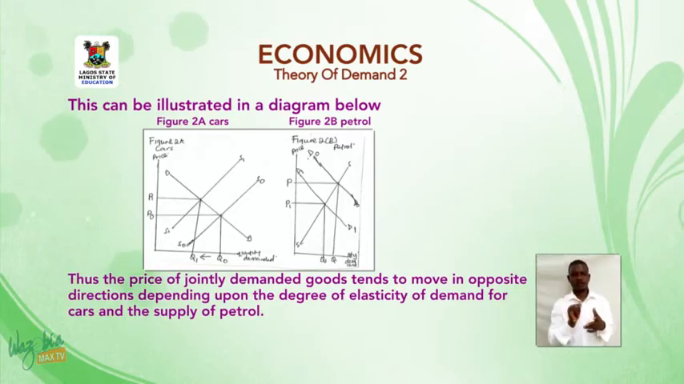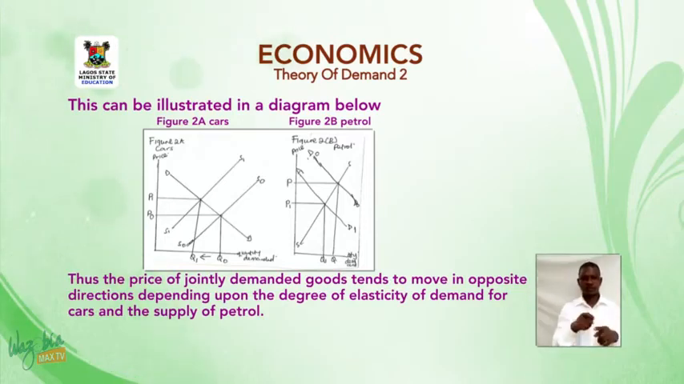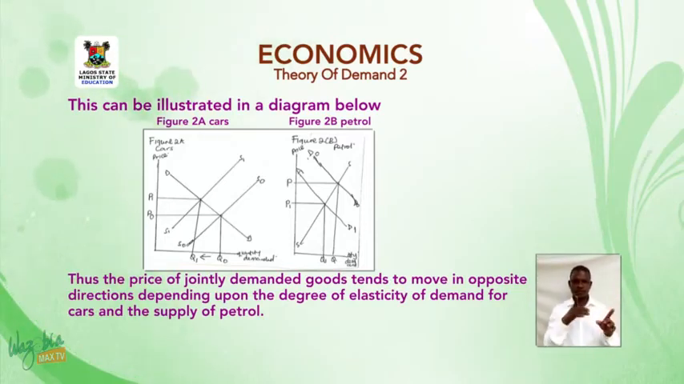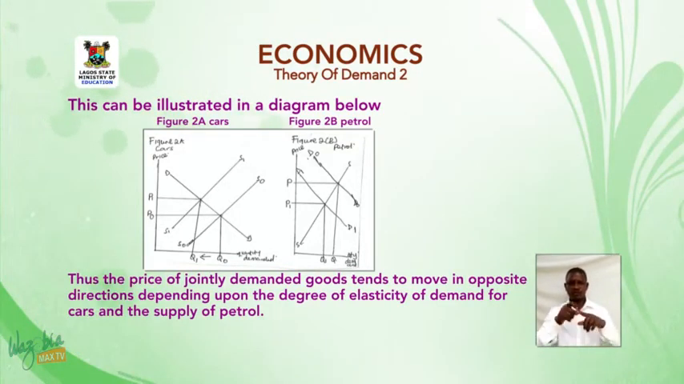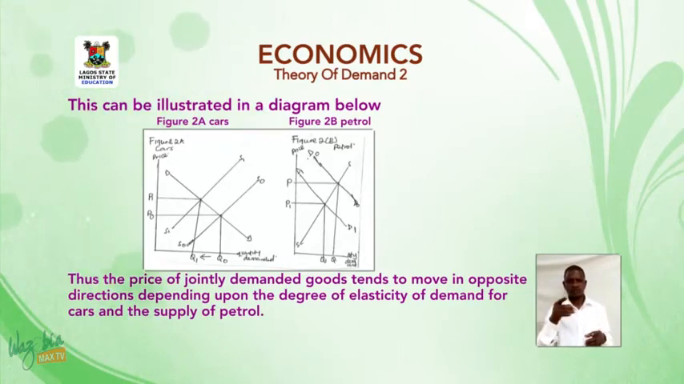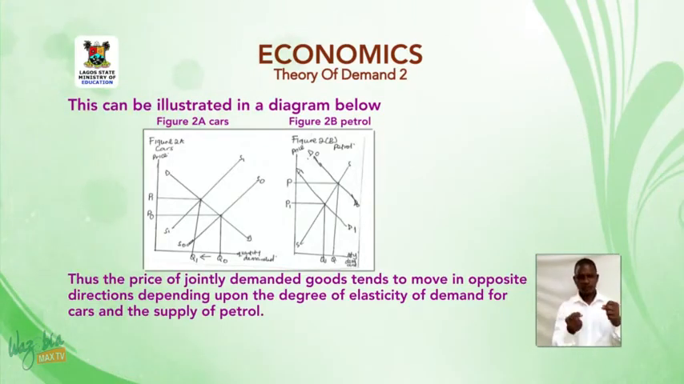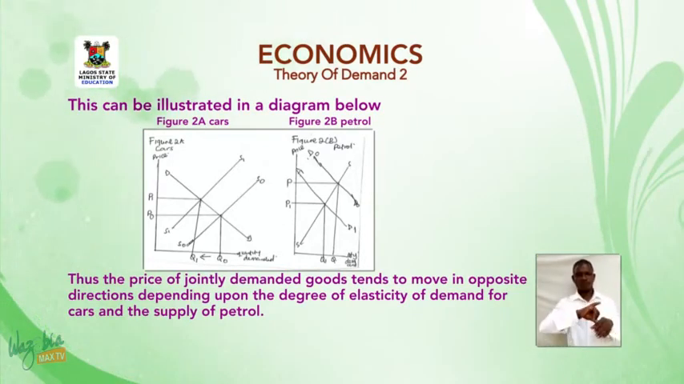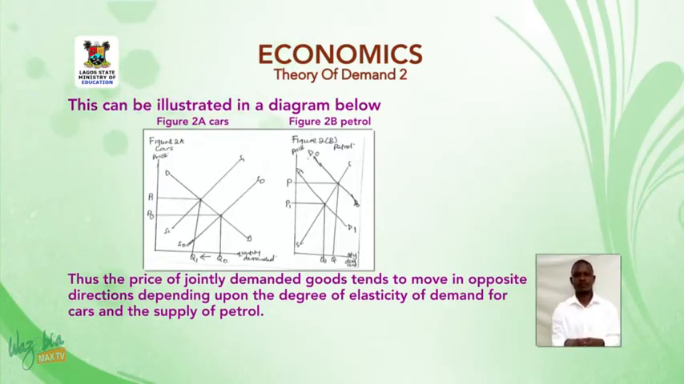Thus, the prices of jointly demanded goods tend to move in opposite directions depending upon the degree of elasticity of demand for cars and the supply of petrol.